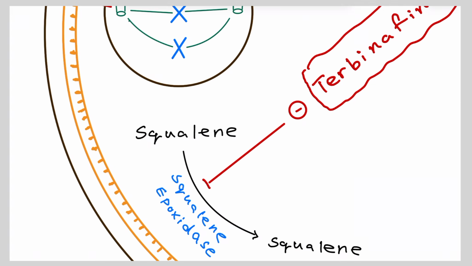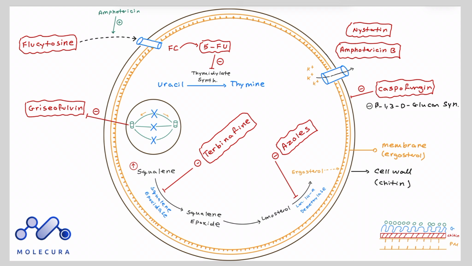Also, by inhibiting this enzyme, we're going to have an increase in squalene accumulation inside the cell, which is going to be toxic to the fungal cell. In the later stages, we are going to have a molecule of lanosterol, which is going to get converted ultimately to ergosterol. There is an enzyme in between that's called lanosterol 14 alpha demethylase. This is the enzyme that is going to be inhibited by azole antifungals such as ketoconazole, such as fluconazole or itraconazole. By this, we're going to finish our video on mechanism of actions of common antifungals.